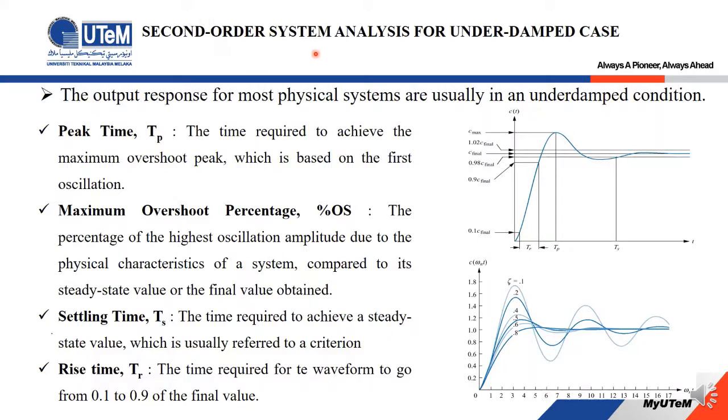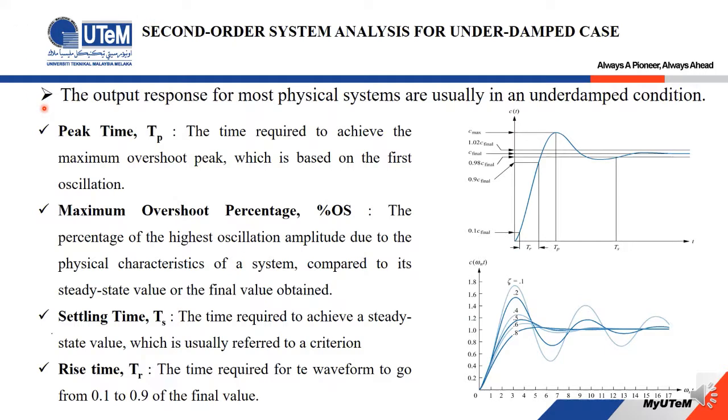Second order system analysis for the underdamped case. As previously mentioned, the output response for most physical systems is usually underdamped. The second order system is the lowest order system that can cause the response to be in an underdamped condition. There are several specifications that can be analyzed on the output response for this system, which are Tr, rise time, Tp, peak time, Ts, settling time, and percentage of overshoot.